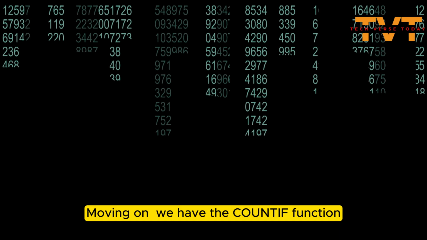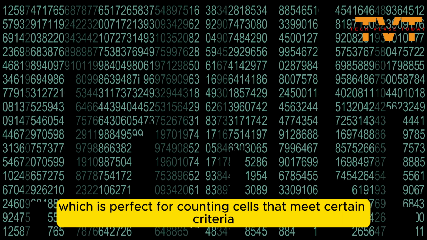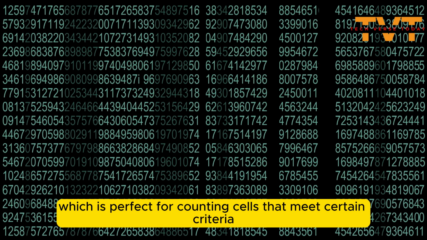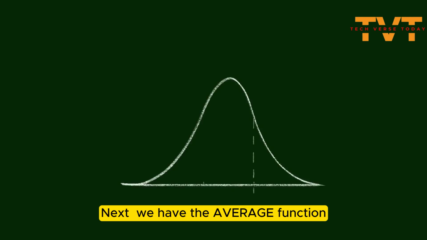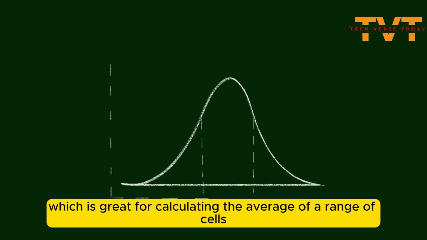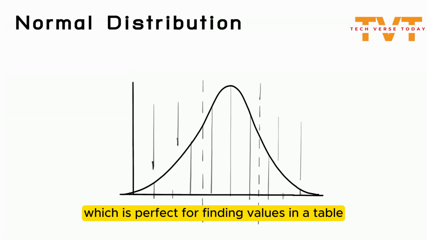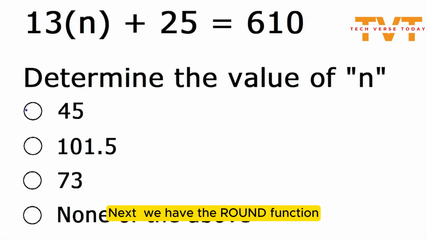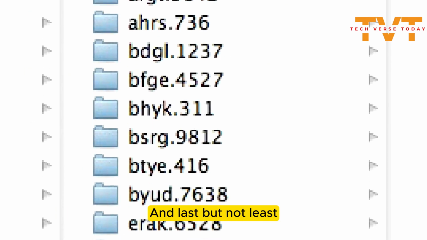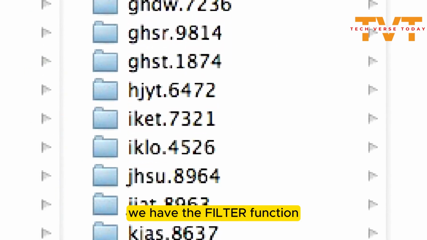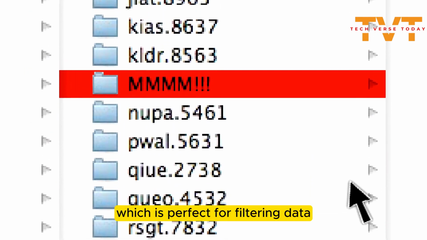Moving on, we have the COUNTIF function, which is perfect for counting cells that meet certain criteria. Next, we have the average function, which is great for calculating the average of a range of cells. Now, let's talk about the VLOOKUP function, which is perfect for finding values in a table. Next, we have the round function, which is great for rounding numbers. And last but not least, we have the filter function, which is perfect for filtering data.